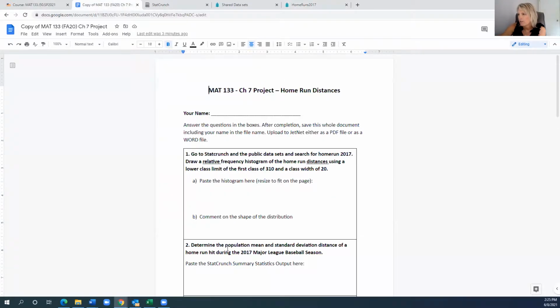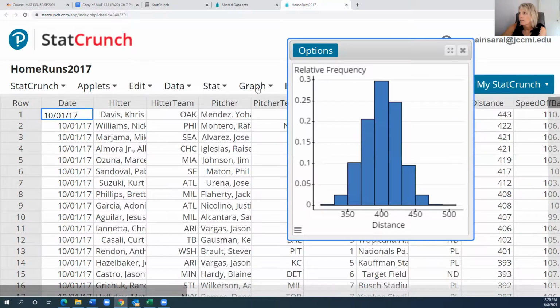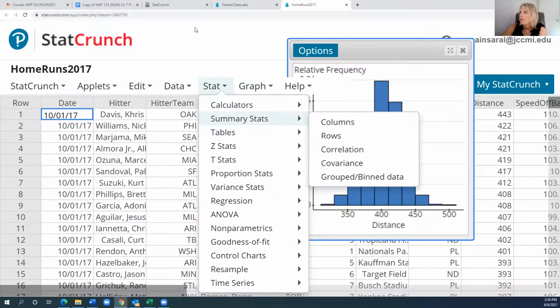Then it says determine, so then you're going to answer some questions about the shape. Then it says determine the population mean and standard deviation distance of a home run hit here. So that's in the summary statistics, right? We've done summary statistics already. You're going to find those.